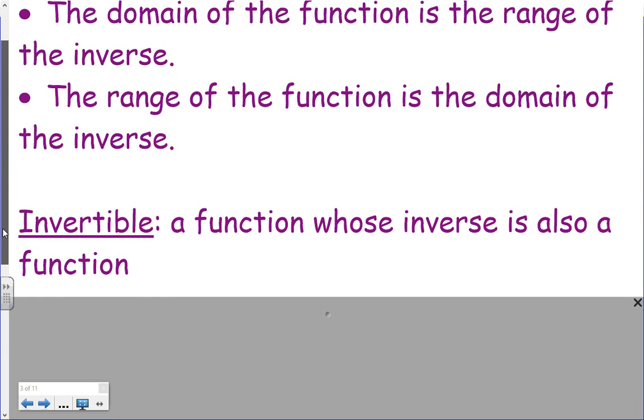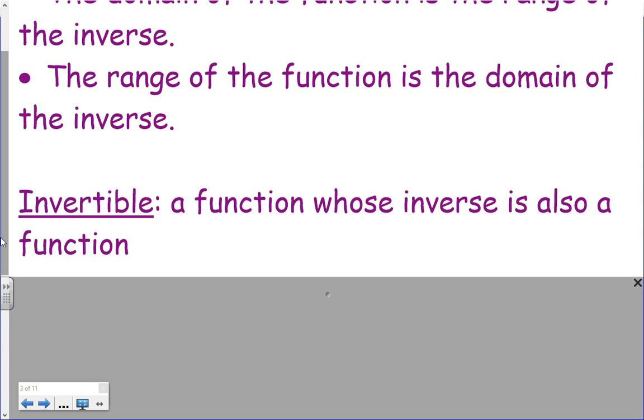We use this term invertible. I pointed out on the previous slide that when we're talking about an inverse, it's a relation we're talking about. You might start out with a function, but when you swap your x's and y's to find the inverse, you might not end up with a function. We use this term here, invertible, to represent a function whose inverse is also a function. So if that relationship, when you end up swapping the x's and y's, turns out to be a function itself, then you are in fact invertible. Invertible just means that you start with a function and you end up with a function when you find the inverse.